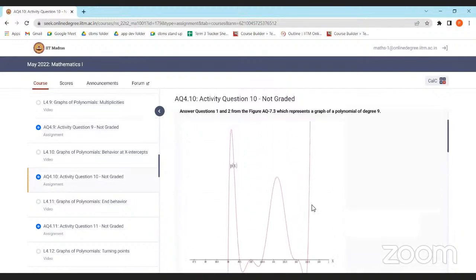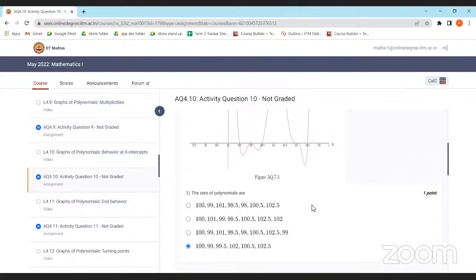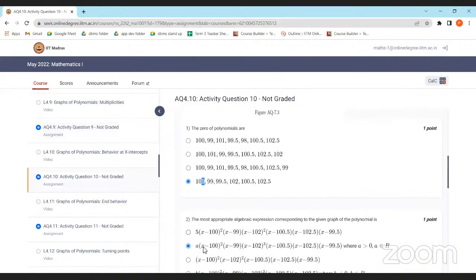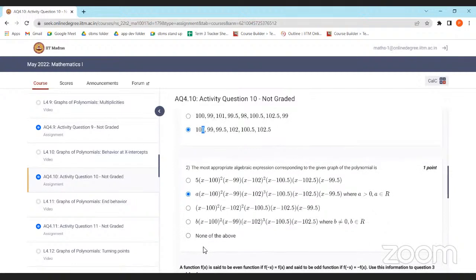There are 5 roots given here, and 6 roots are in the graph. Now it is right, 6 roots only. 100, 99, 99.5. Maybe I missed something when I was doing this. Yeah, so there are 6 terms, right? 6 roots. Maybe I mistakenly just, sorry, sir. Here you can see the last question of this activity, right? Yes, same.